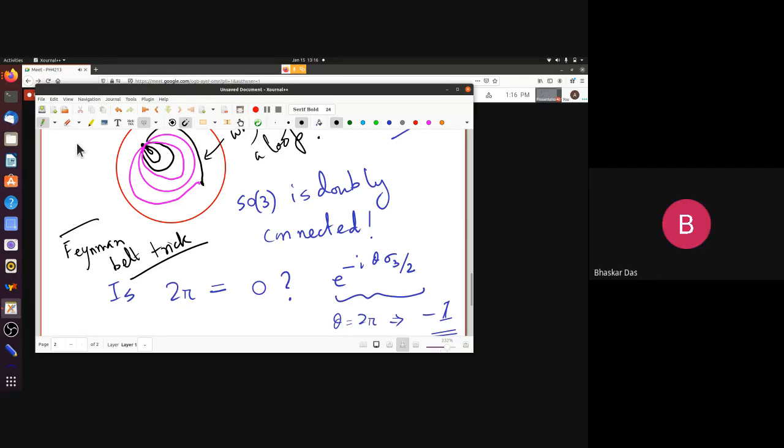Sir, when you are talking about 2 pi and 4 pi rotations, you are talking about the SO(3) group space, not the real space rotation, right? I'm talking about real space rotations, definitely. Because the SO(3) group manifold is just a way of representing real space rotations. Every point on the SO(3) group manifold represents a rotation in real 3D space. Yeah, that's exactly what I'm talking about.